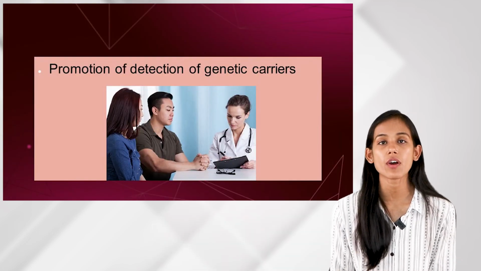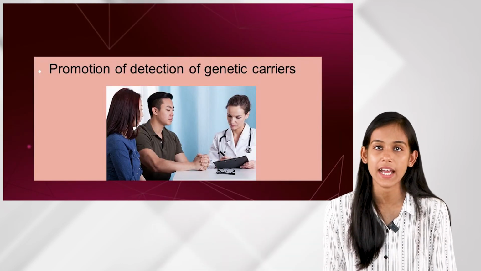Next is promotion of detection of genetic carriers. For example, before marriage, both partners can do a thalassemia test and see if they are carriers for thalassemia. These things would avoid congenital anomalies. So these are the preventive measures that we can take to prevent congenital anomalies.